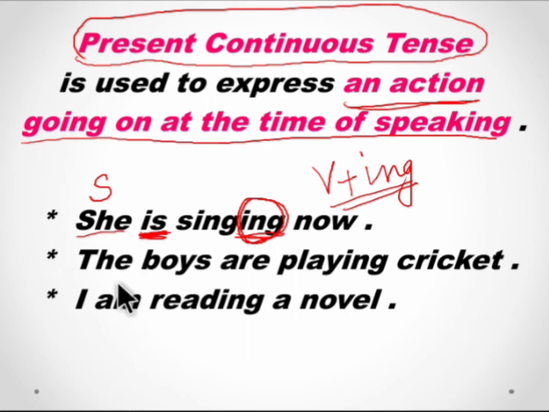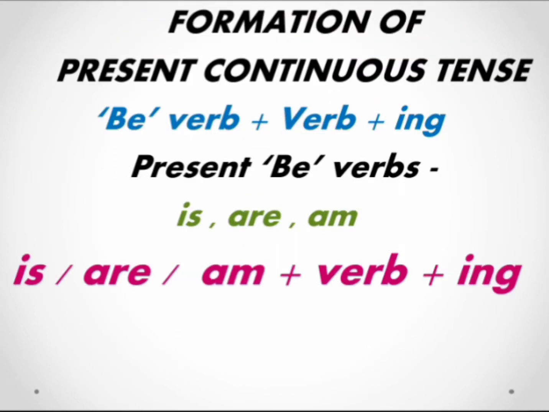The next sentence, the boys are playing cricket. The boys, this is plural. So if the noun is plural, we use are. Then the verb ing. I am reading a novel. So am is the be verb for I, and read plus ing. This shows that the action is continuing. Now let us see a few more examples.